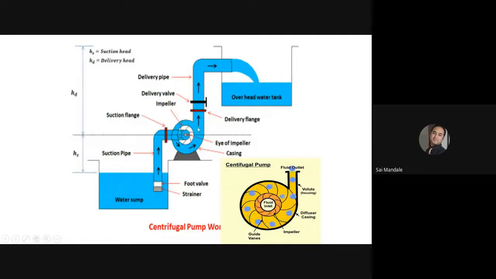So what exactly happens over here? Let us see. Pump is the device which falls under the category of power producing device or power absorbing device.